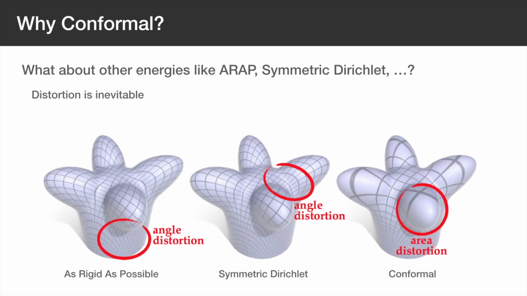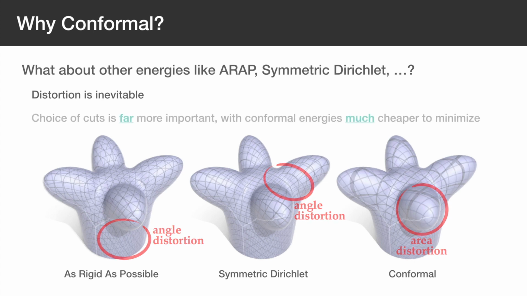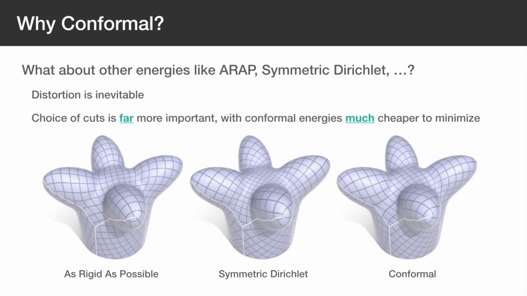Well, it turns out that there's no magical energy that completely eliminates distortion. All parameterizations suffer from either angle distortion, scale distortion, or a combination of both. Instead, the choice of cuts turns out to be far more important to compute a near isometric map, with conformal energies typically being the cheapest to minimize.